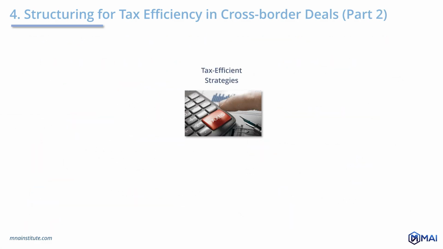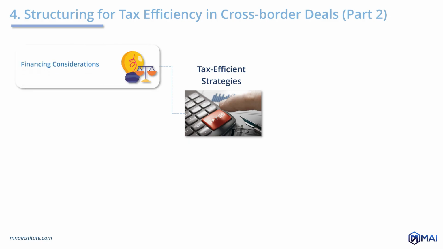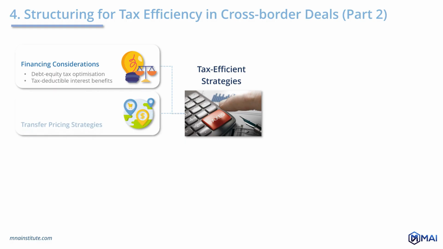Implementing tax-efficient strategies. Debt and equity considerations. Balance the use of debt and equity financing to optimize tax benefits. Interest payments on debt may be tax-deductible, while dividends on equity may benefit from lower tax rates or exemptions under certain treaties. Transfer pricing strategies. Ensure that transfer pricing policies for transactions between group companies comply with international guidelines and reflect market values. This minimizes the risk of tax adjustments and penalties.